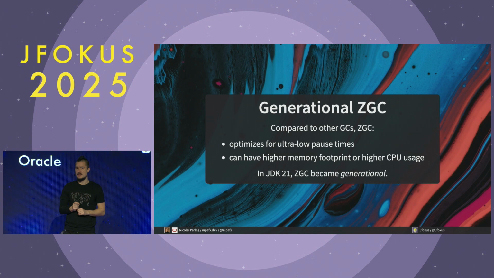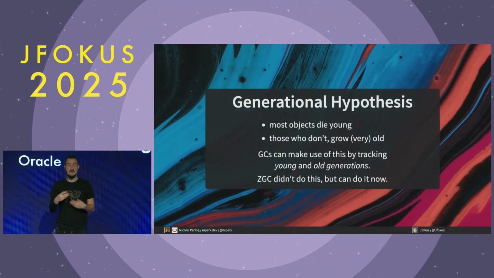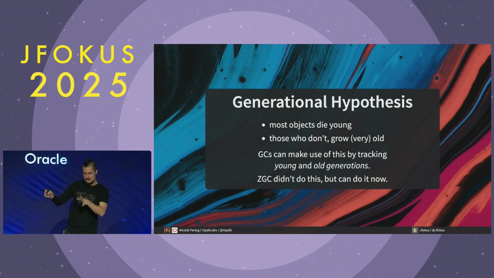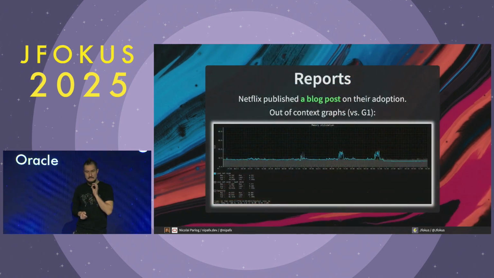So ZGC is something, if you care about the 99th percentile of your web app, you should totally look into this. In JDK 21, ZGC became generational, which means it's leaning on the generational hypothesis that most objects die young and those who don't grow very old. So it makes sense to keep all the young things around, like in the kindergarten, and then kill it off, like not in the kindergarten. And then I have all the old ones in a retirement home where you kill it forever. And you do this by tracking young and old generations, or if you have a regional garbage collector which has regions, you say this region is the old one, this is a new one. You can go more into details on this. ZGC didn't do this, but it can do it now.